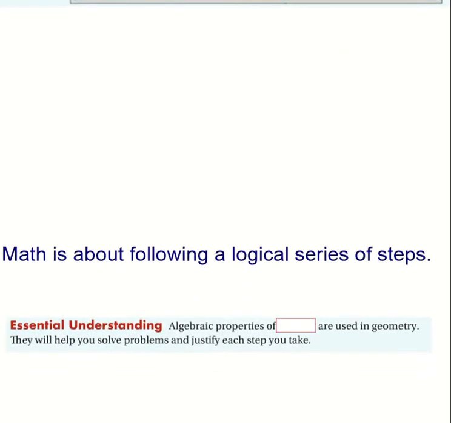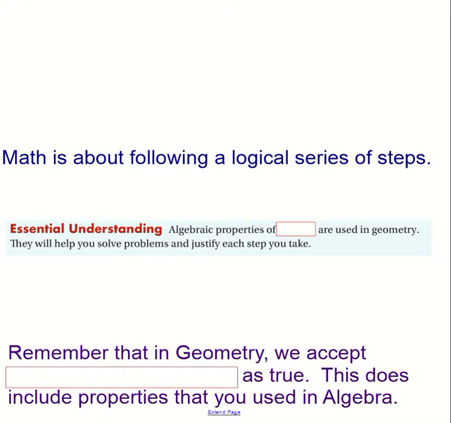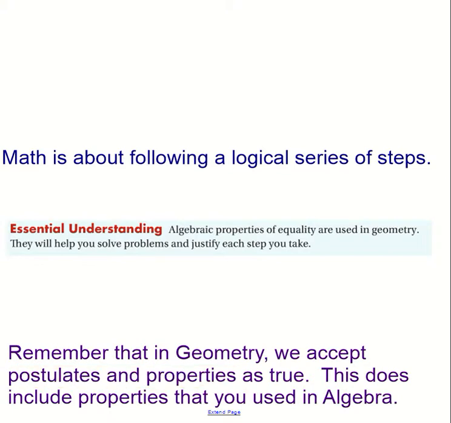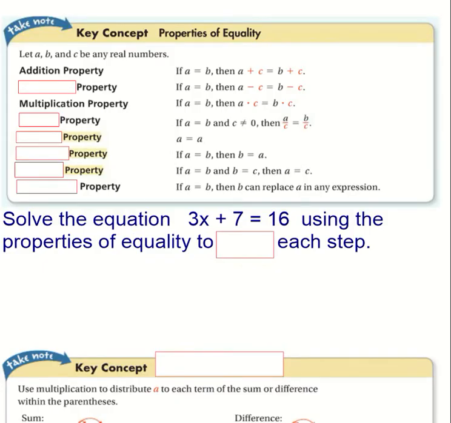Alright, so math is more than just about numbers. It's all about following a logical series of steps. And so algebraic properties of equality that you've known are used in geometry, and they're going to help us solve problems and justify each step we take. Remember that in geometry we accept postulates and properties as true. This does include all the properties you used in algebra. So here are some properties that we used in algebra.